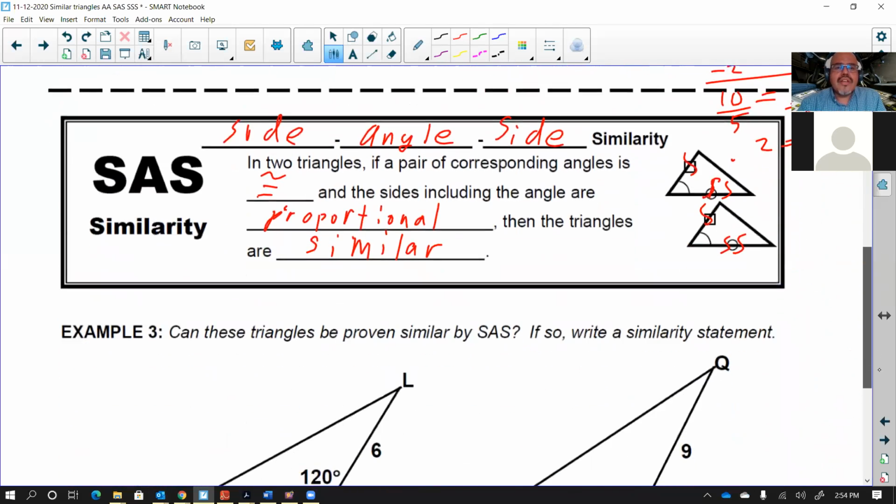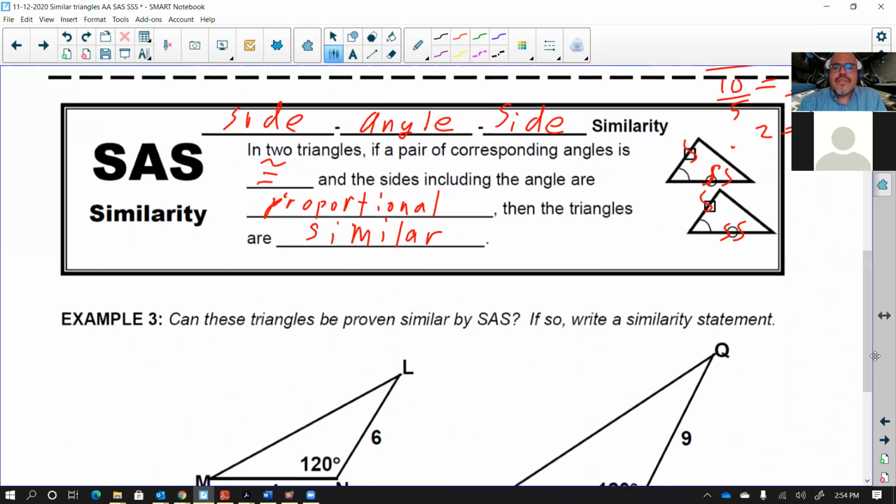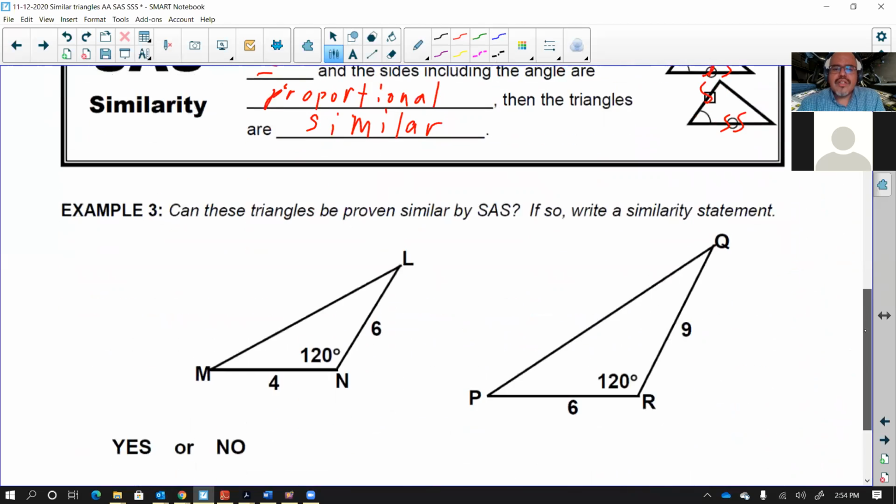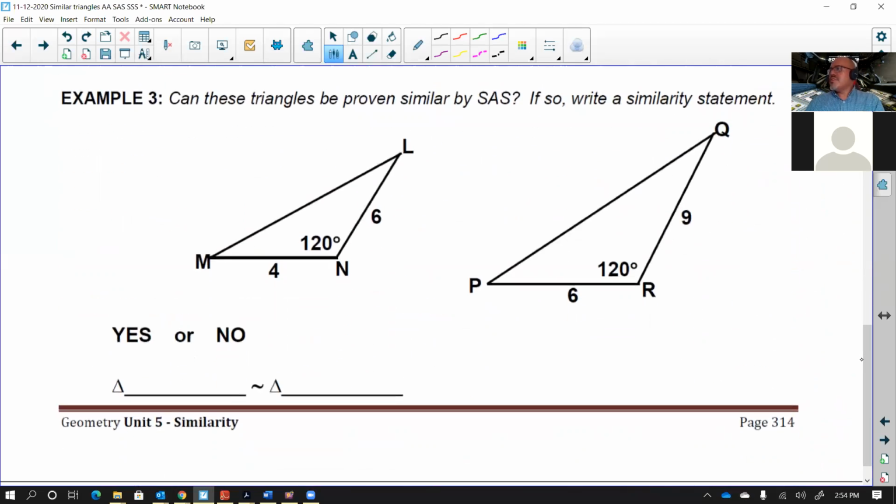Now we have side angle side similarity. There's an included angle between the two sides. If a pair of corresponding angles is congruent and the sides including the angles are proportional, then the triangles are similar. So let's go ahead and take a look at this, and this will go more towards what we were going over the last time.